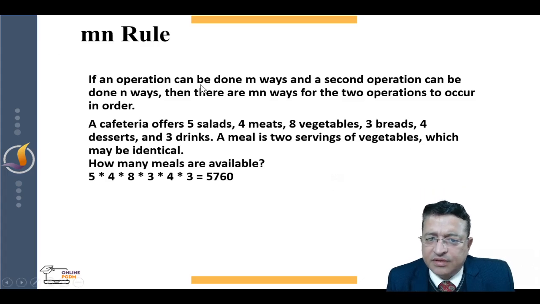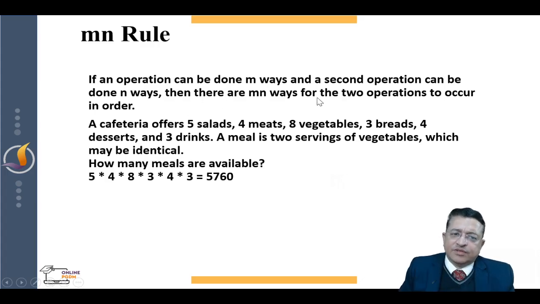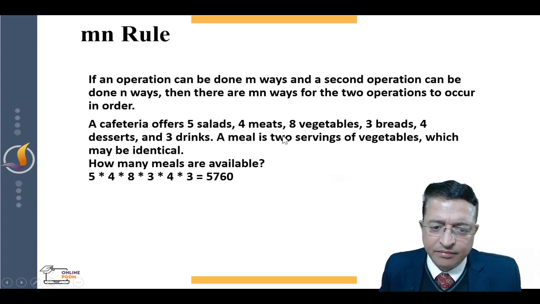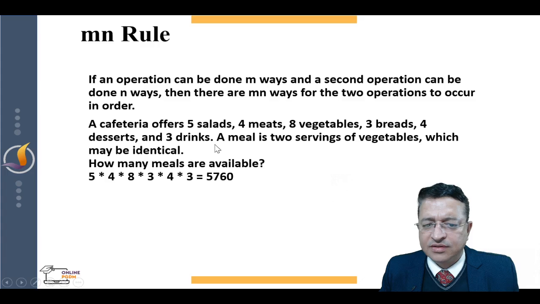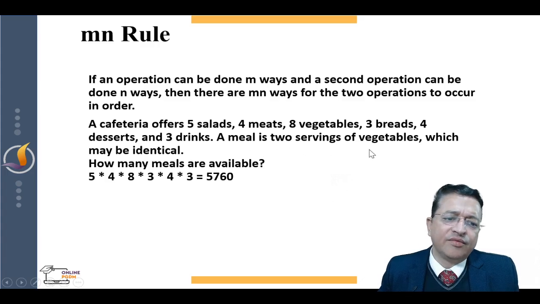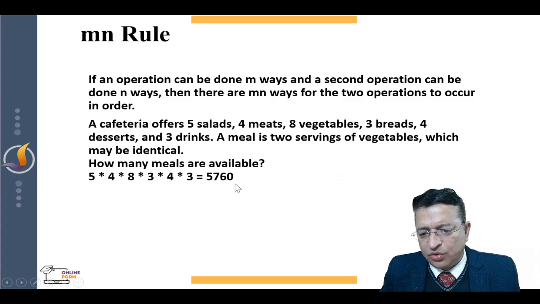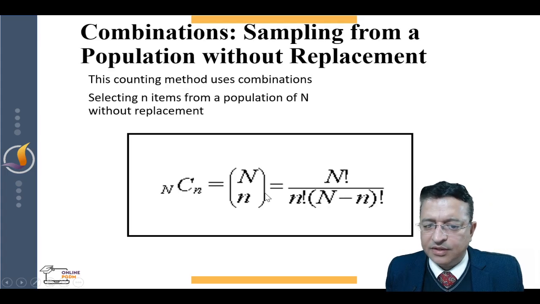If an operation can be done in m ways and a second operation can be done in n ways, then there are mn ways for the two operations to occur in order. For example, a cafeteria offers 5 salads, 4 meats, 8 vegetables, 3 breads, 4 desserts and 3 drinks. A meal is 2 servings of vegetable, which may be identical. How many meals are available? Simply, you multiply these numbers, and that many meals may be available in this case.